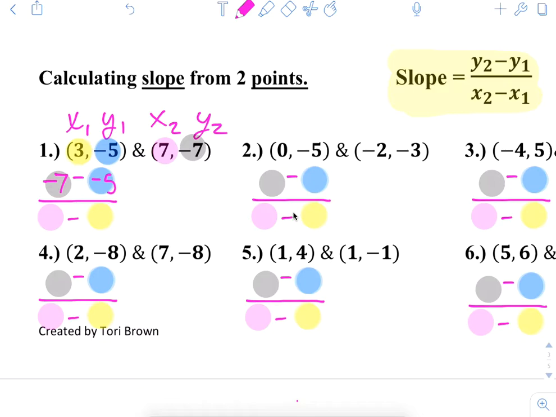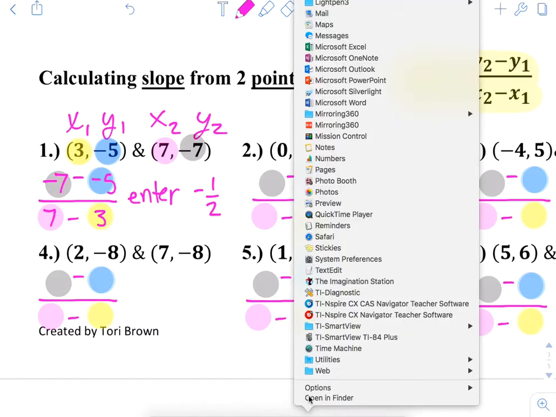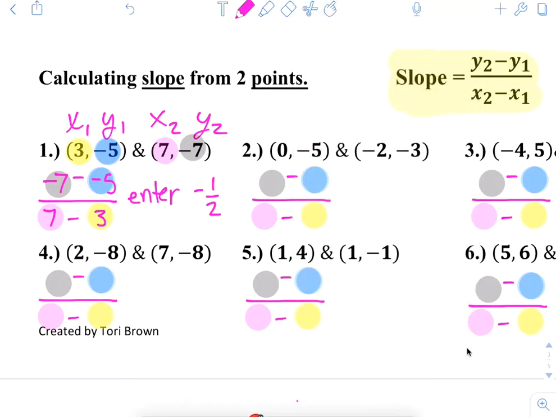Okay? On the bottom, I'm doing x2, which is 7, and x1, which is 3. So in my calculator, remember that you can use the toolbox to type that whole thing in one big fraction. All you will have to do is press enter. Okay? So if you do that, you should get -1/2. Okay? Let's try the next one.